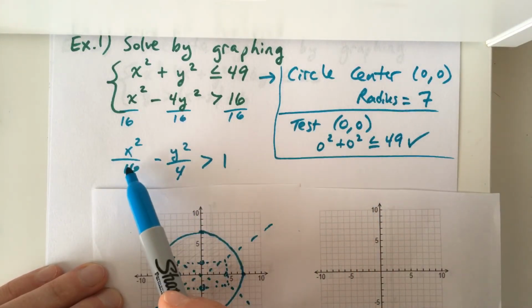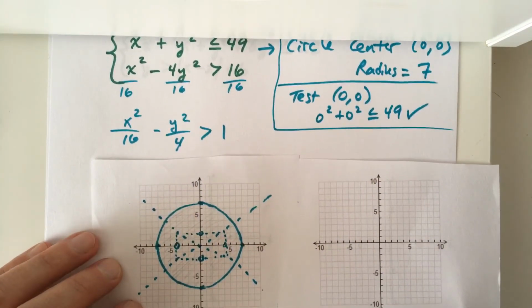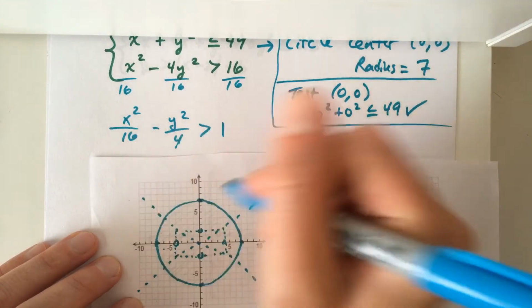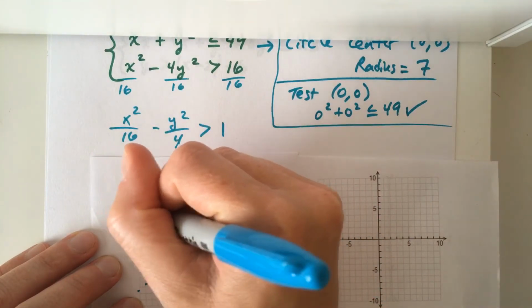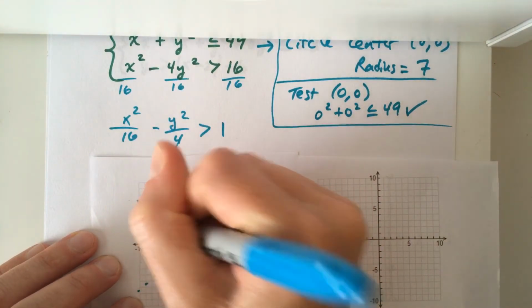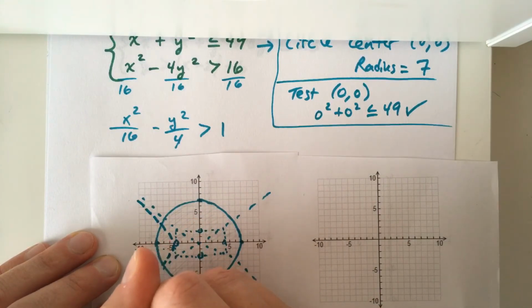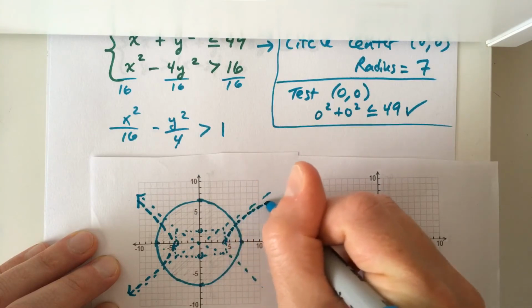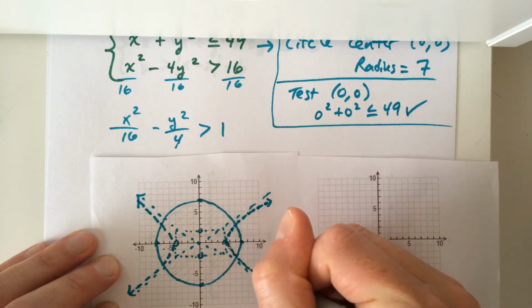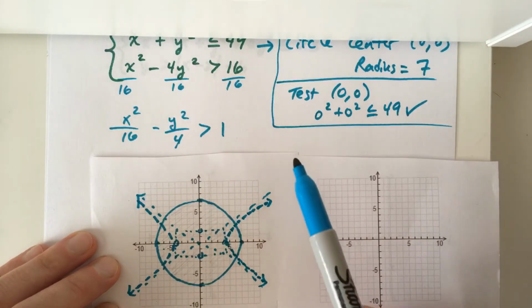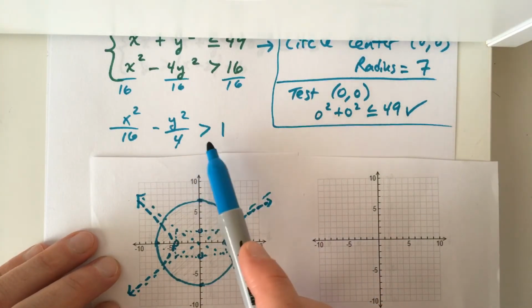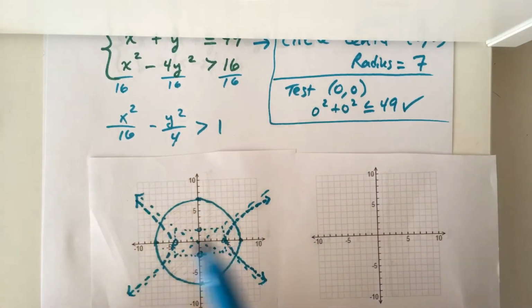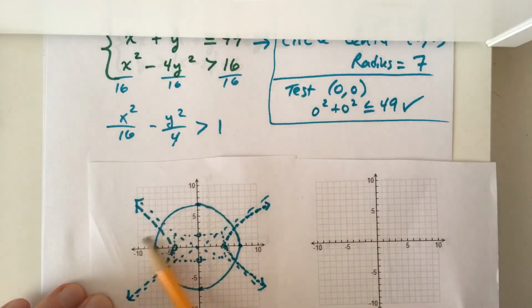Since the x squared is the positive term, I know that the vertices are these points here in the x direction, and I'm going to use a dotted line to graph my hyperbola. All right, and then again, we can think about greater than 1. If it's greater than, the graph of the hyperbola is probably going to be outside. So I'm thinking we're going to be shading outside the hyperbola here and here.